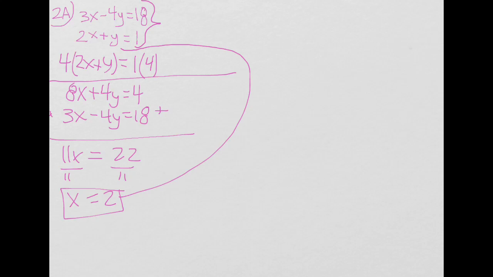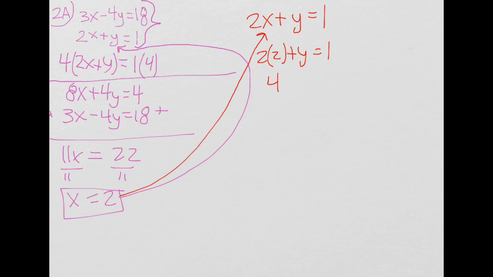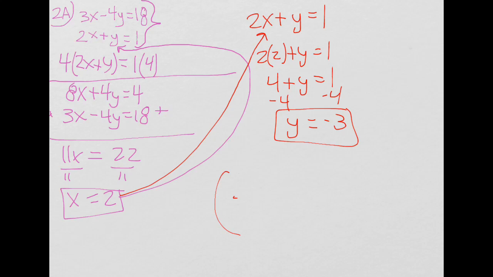I'll rewrite that, 2x plus y equals 1, and I'm substituting in 2 for x, so I'm going to get 2 times 2 plus y equals 1. Well, 2 times 2 is 4, plus y equals 1. Subtract 4 on both sides, and you get y equals -3. So now I have my answer, again, the ordered pair, (2, -3). And now I'm done.